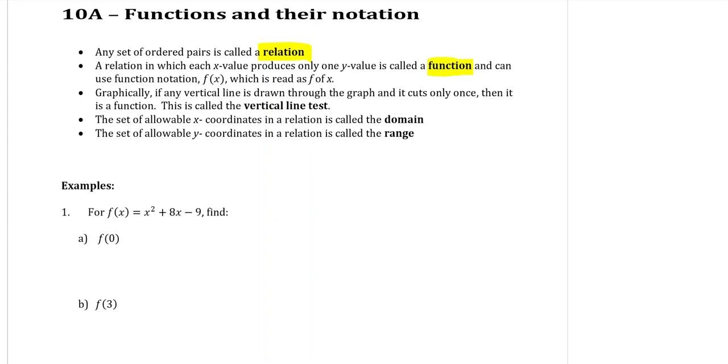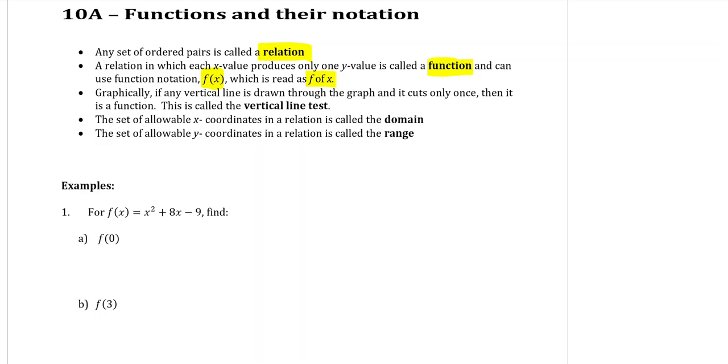And when we use function notation, instead of saying y equals, and maybe we have a straight line, which is y equals 2x plus 3, we can say f of x. So it's written like this, f bracket x close bracket, but when you read it, you say f of x, means a function of x.